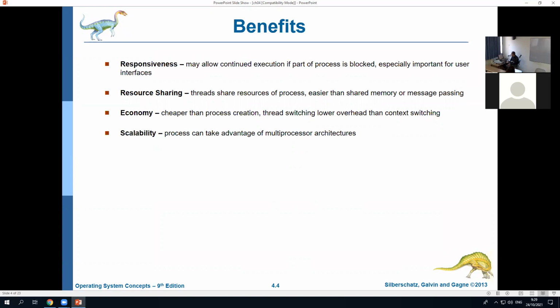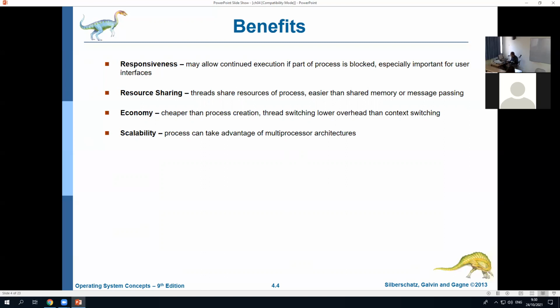Well, the obvious benefit of this is responsiveness. I would say you're freeing up the server to deal with the next request. Economy: cheaper than process creation. We would do it with fork, with a new process. You could also do it with a thread, which is lightweight, which is less copying. Scalability: a process could take advantage of multi-processor architecture. Multiple processes can also, but with multiple threads you can run them on different processors.